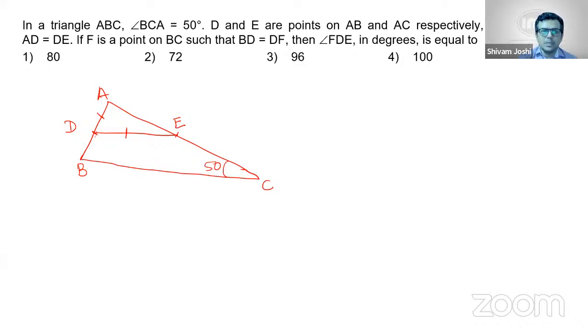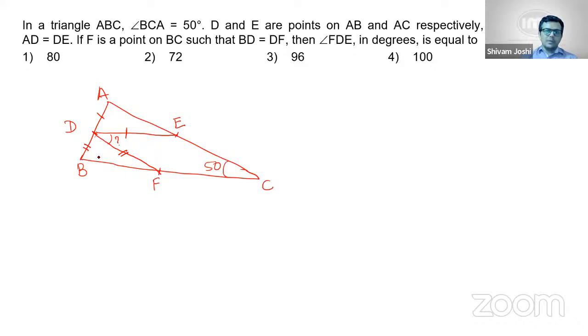F is a point on BC. F must be a point here, such that BD is equal to DF. So this is BD and this is DF. These two are equal as well. The measure of angle FDE is how much? You want to find out this angle.